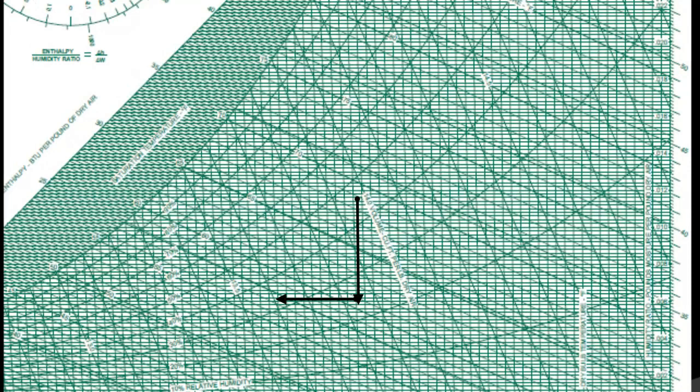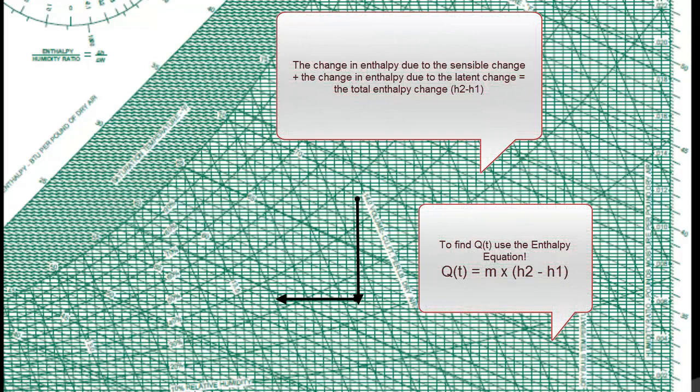Dehumidification and sensible cooling occur frequently in air conditioning systems. Air that passes over a cooling coil will often cool to the point that water vapor condenses out, so that the air is both cooled and dehumidified. The sensible change is the horizontal line as shown here. The latent change is represented by a vertical line along the dry bulb temperature. The total change is the sum of the change in enthalpy of both the sensible and latent changes.